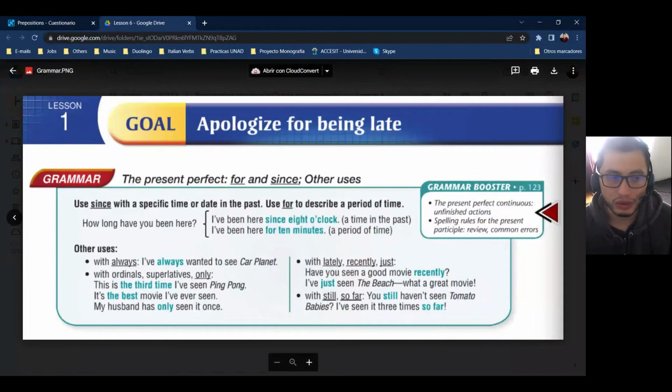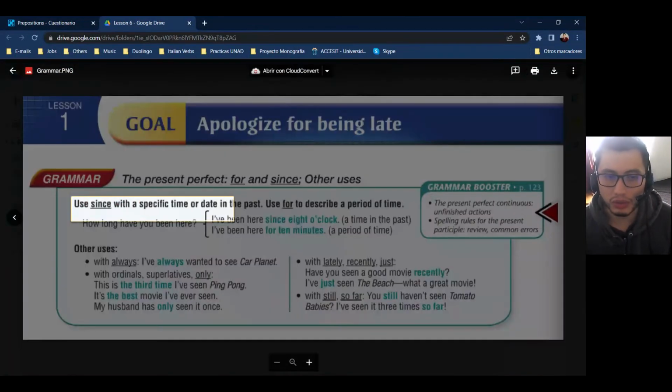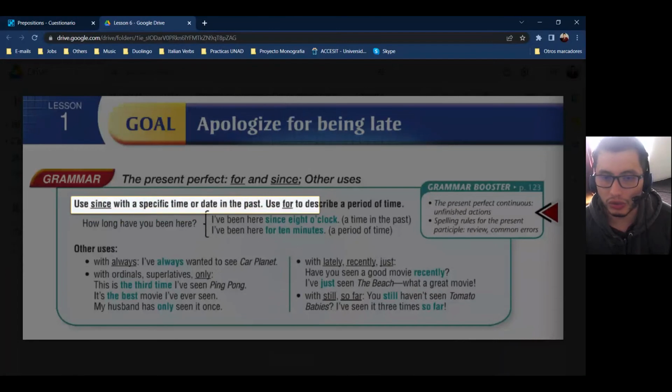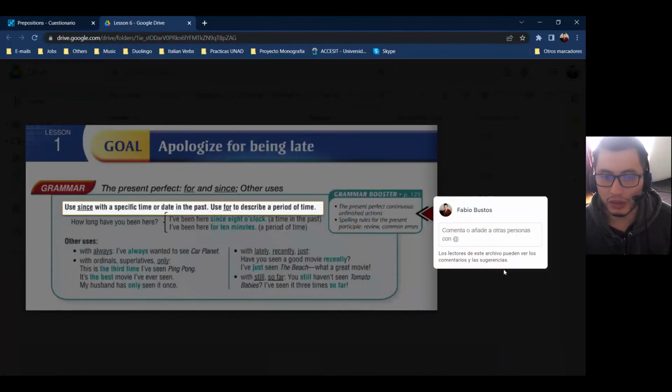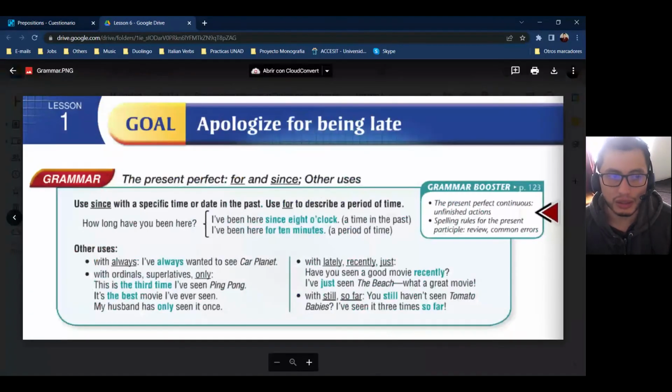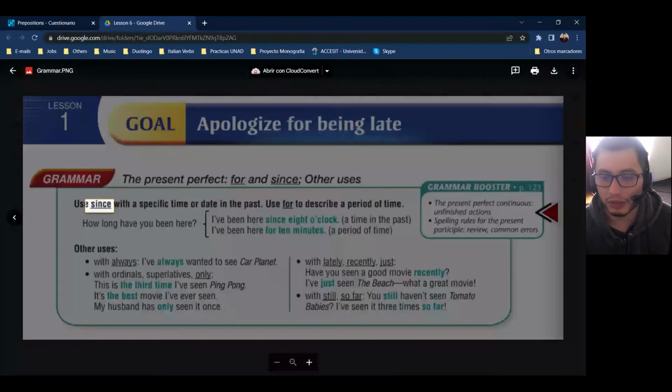So let's start. Use since with a specific time or date in the past. Use for to describe a period of time. So what is the difference here? Very easy. When you use since, it's because you have a specific moment in the past. For example, since 2020, since Monday, since November, since April, since I was a kid.